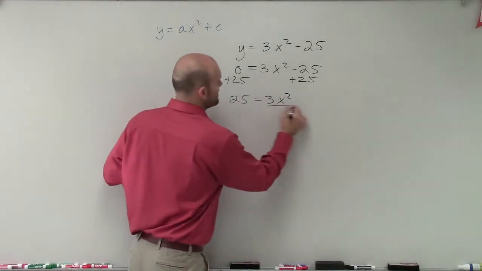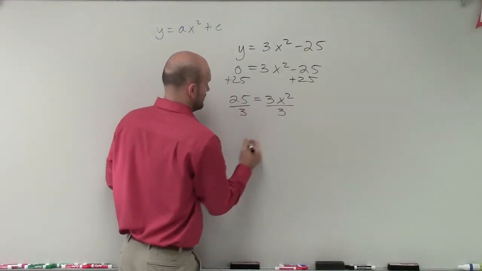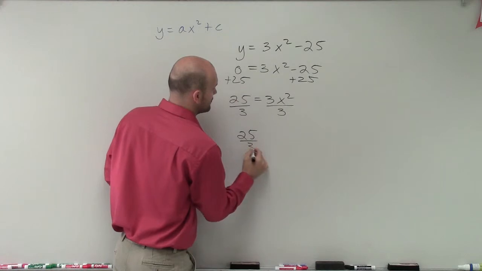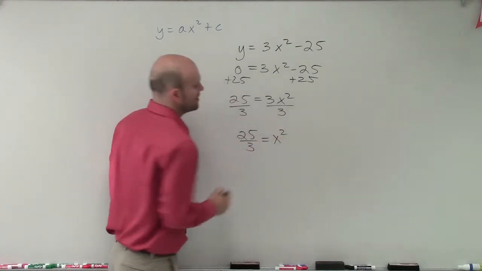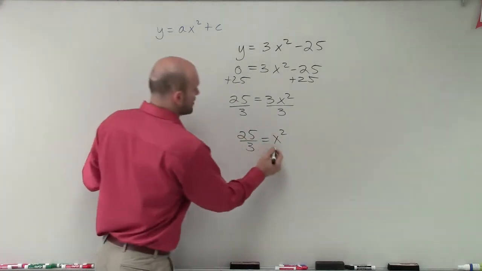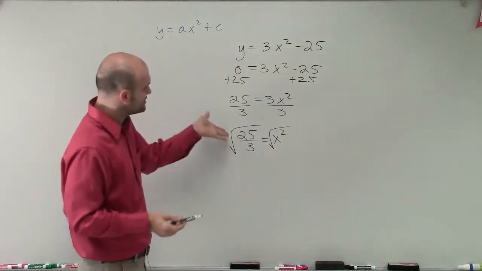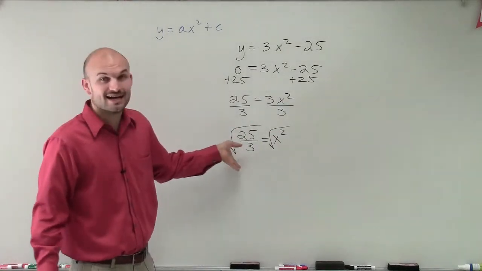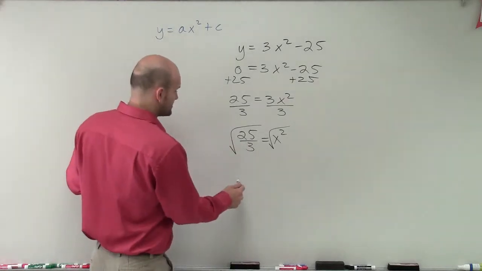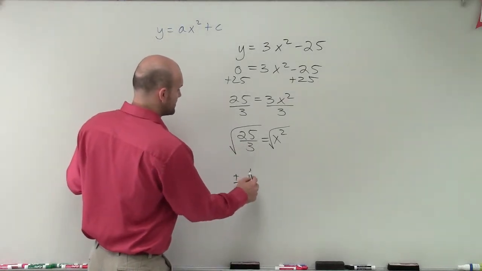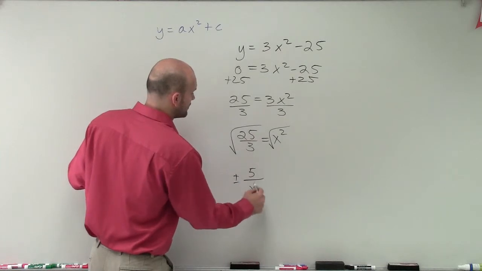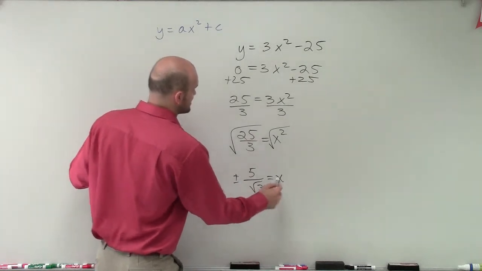Then I'll divide by 3. Therefore, I have 25 over 3 equals x squared. Now I need to take the square root of both sides. Now, when I take the square root of both sides, you see that I can take the square root of 25, but I cannot take the square root of 3. So therefore, this is going to be plus or minus 5 over the square root of 3 equals x.